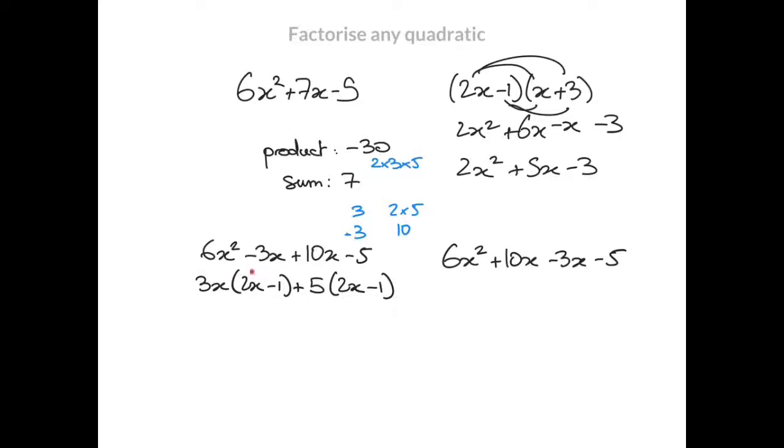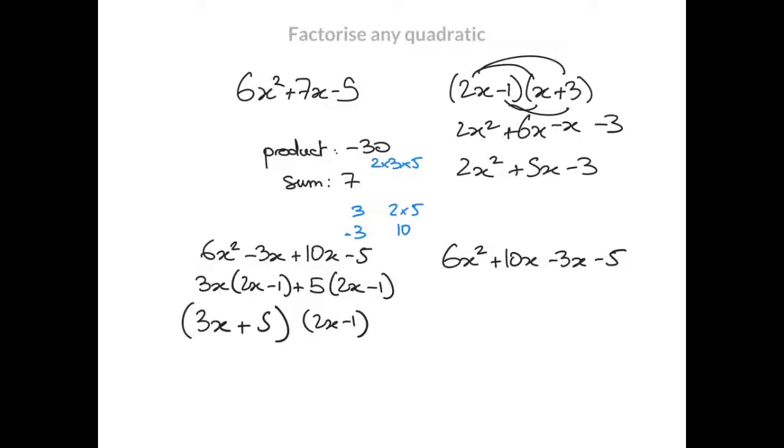And what a surprise, here and there, we get the same factor. So we can now factorize by this one. Okay, so we have 2x minus 1, that was multiplying first 3x and then 5. So we factorized our quadratic, and here is our final answer.